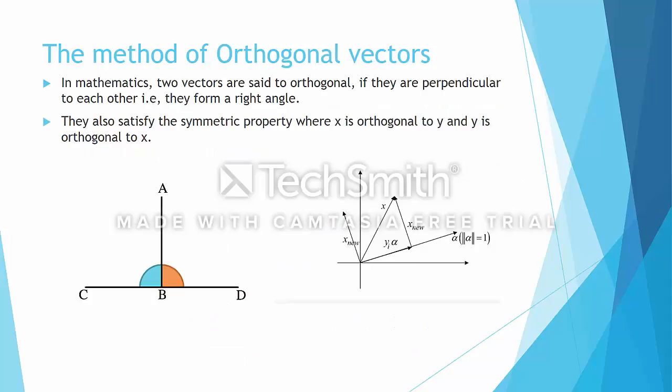The method of orthogonal vectors. In mathematics, two vectors are said to be orthogonal if they are perpendicular to each other, that is, they form a right angle. They also satisfy the symmetric property where x is orthogonal to y and y is orthogonal to x.